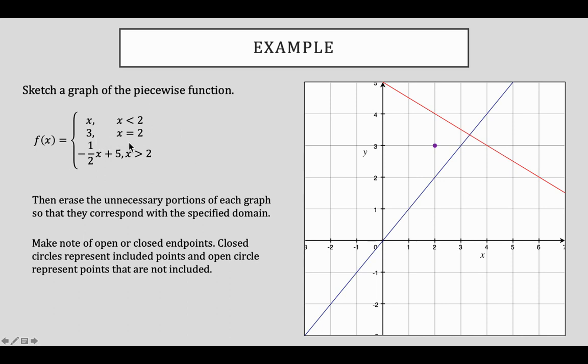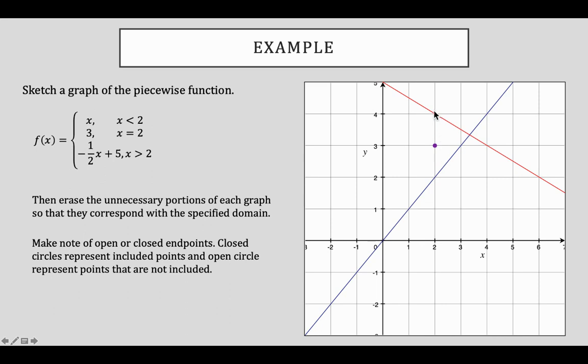Well, with our middle piece, 2, 3, I don't really have to erase anything. That's still just going to be this singular point. For the next piece of my piecewise function, again, let's plug in 2 to get where the endpoint is going to be located. So if I plug in 2, -1/2 times 2 is -1, plus 5 is going to give me 4. I should have the ordered pair 2, 4.